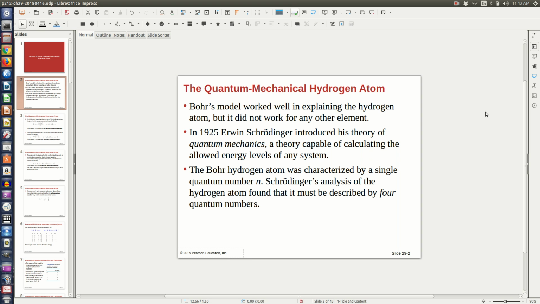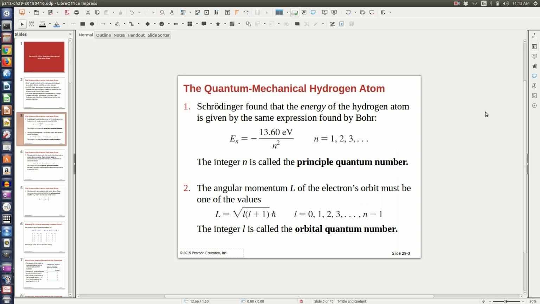In contrast to that, Schrödinger's analysis of the hydrogen atom found out that we needed to have more quantum numbers besides the principal quantum number n, and for heavier atoms, actually, it's necessary to compute the energy of the levels. They depend not only on n, but what we're going to call the orbital quantum number. So Schrödinger found the same result for the ground state energy and the excited state energies of the hydrogen atom, listed right here. And we're calling n the principal quantum number.